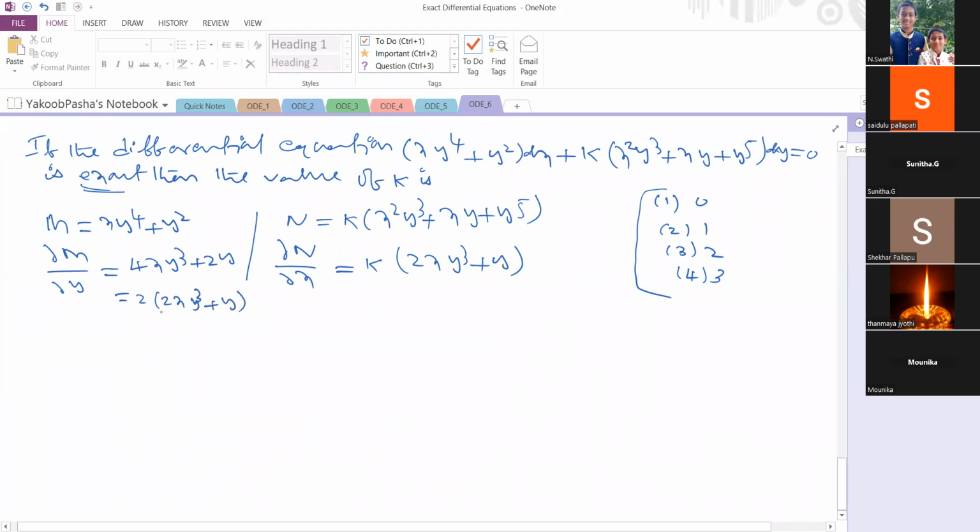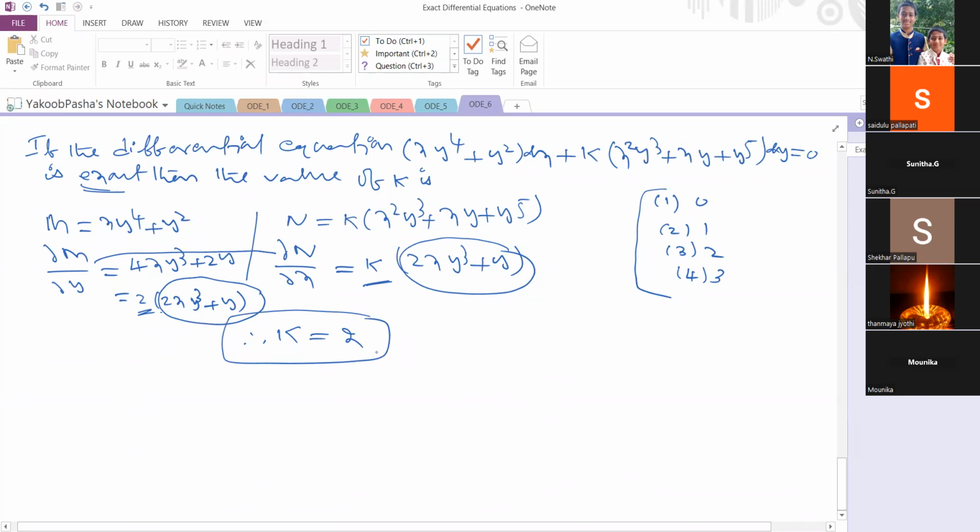So when we are equating these two, dou m by dou y and dou n by dou x, the term is common, so it will cancel. So k is equal to, here k, here 2. Therefore, k is equal to 2. This is the k value. Okay. Now our third option is the right option.